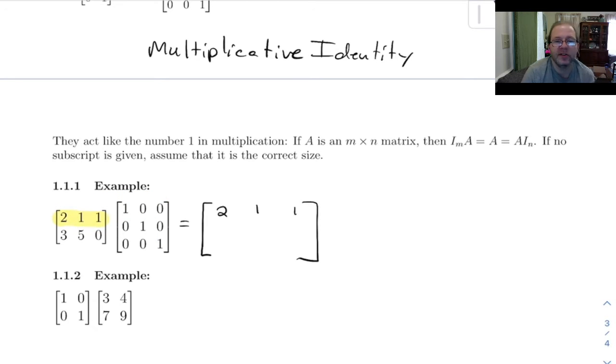And then essentially the same thing happens on the next one. When I multiply 350 times this first column, I get 3 plus 0 plus 0. Then I get 0, 5, 0. And then I get 0, 0, 0. So multiplying by that identity matrix gives us back the original matrix.